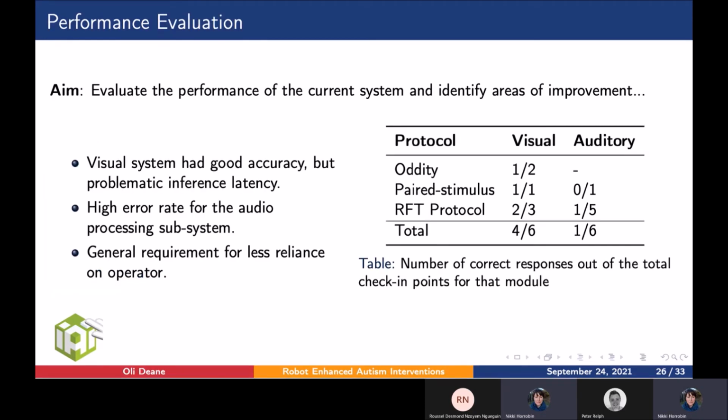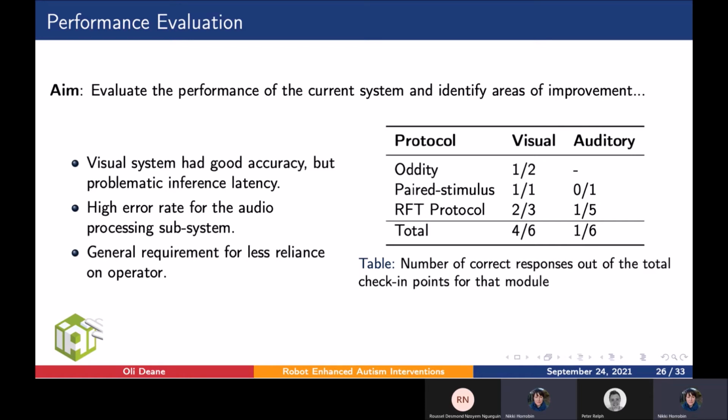So regarding performance, the visual system did pretty well. So you can see here that for only 2 out of the 6 robot responses that relied on the visual system, only 2 out of 6 required the operator's input, which obviously isn't ideal, but it's a bit better than the auditory processing system. But the problem with the vision was that there was an inference latency issue where the child was waiting for the robot to understand the scene and to give a response. And in that time, the child can easily become disengaged. So that's something that we have to address in the next iteration.